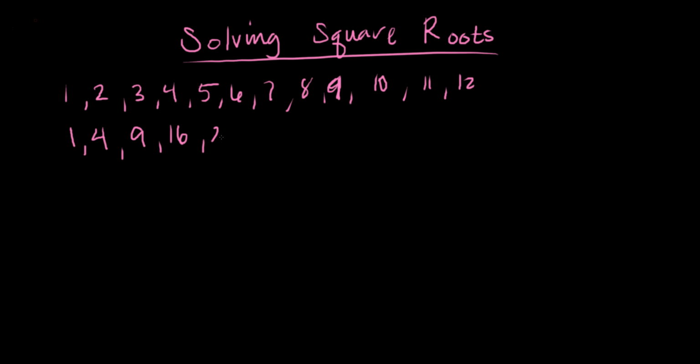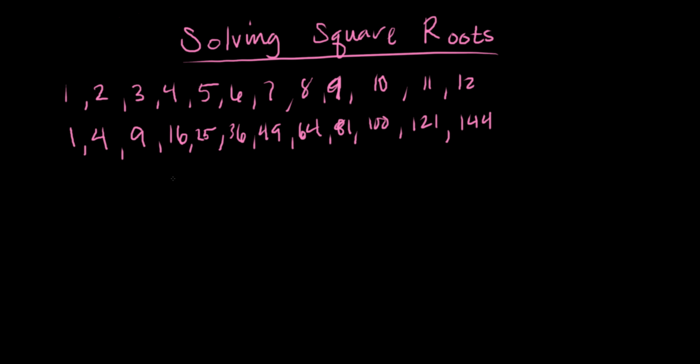5 squared, 25. 6 squared is 36. 7 squared, I guess this isn't working out. I wanted to have everything underneath. Well, maybe I can do that. Let me see if I can save it here. So we have a 25 there, 36 there, 49. 7 squared is 49. 8 squared is 64. 9 squared is 81. 10 squared is 100. 11 squared is 121. And 12 squared is 144.